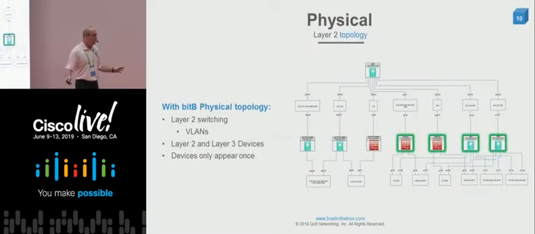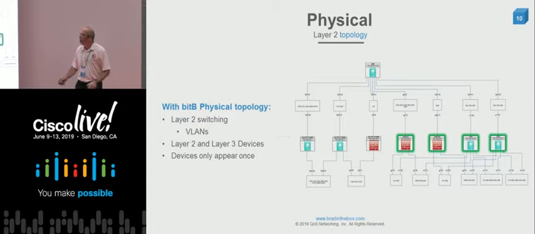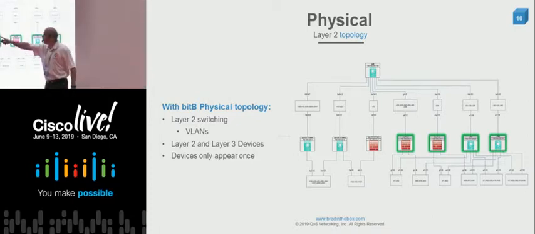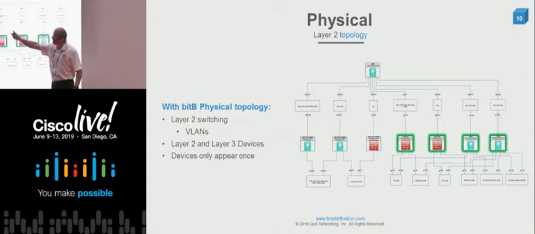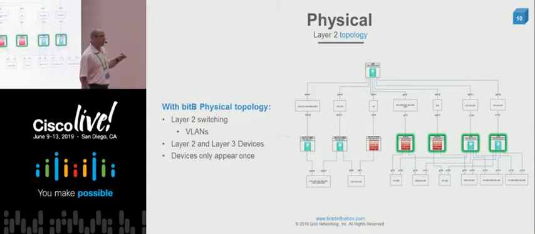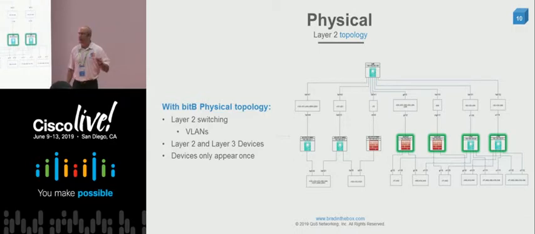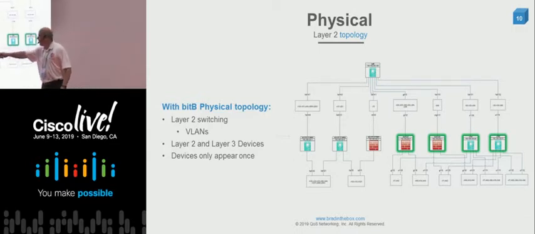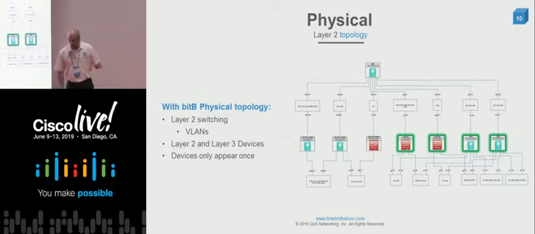So let's go through the 3 topology types, okay? The 3 topology types of physical. On the physical, you're going to see layer 2 switches, and you're going to see VLANs for all the devices. You're going to see layer 2 and layer 3 devices, but you're only seeing those at the layer 2 level. Also, devices will only appear once, and you're probably thinking, well, why would a device appear more than once? Well, as you see the next couple of slides, you'll see why that is. So let's just look at it for now. 1 set of ASAs, 1 set of 7Ks.